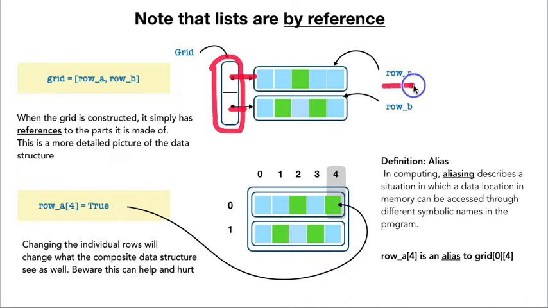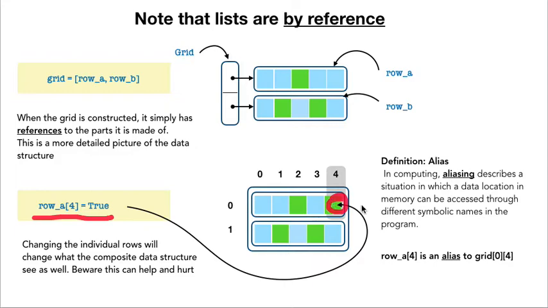So row A and row B are still there, and they're still pointing to the same thing. Pointer is the term you use in C++. Reference is the term you more often use in Python or Java. But fundamentally, know that row A is referring to a block of memory that the grid is referring to. And that means if I came here and executed the code in Python and said row A sub 4 equals true, I'd actually be changing this cell. And that's the exact same cell that the grid would see.